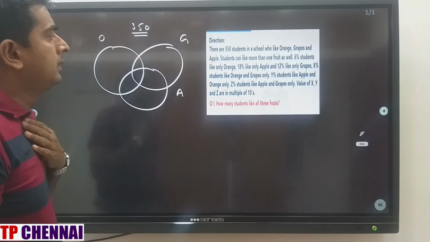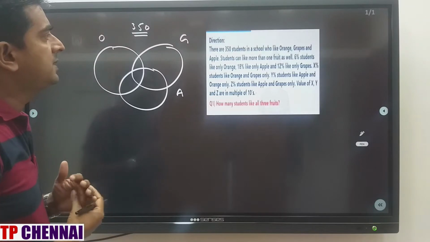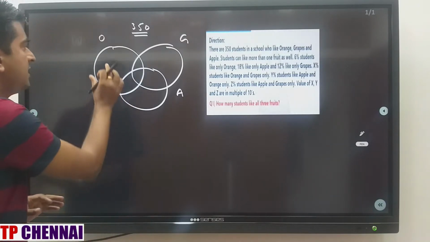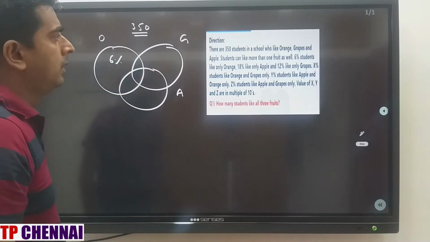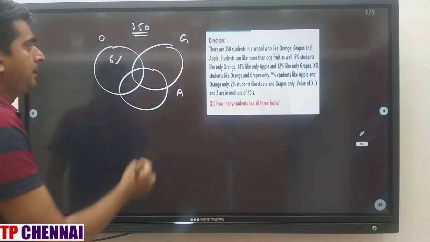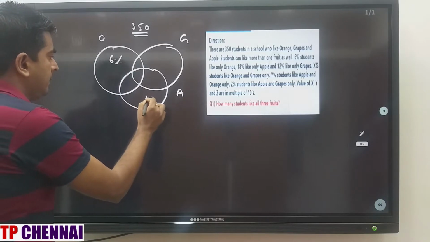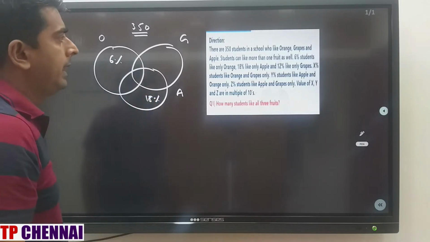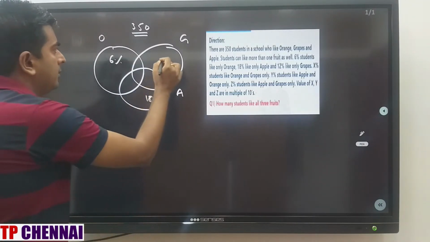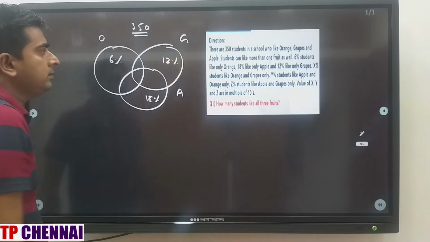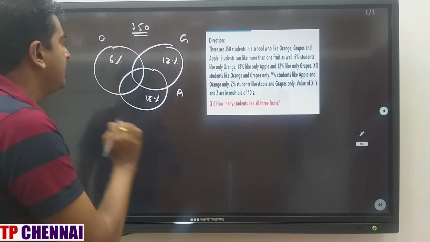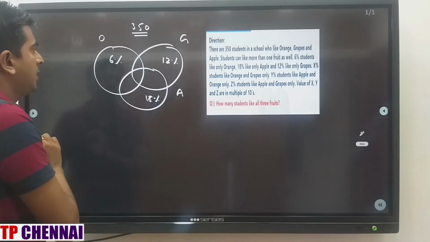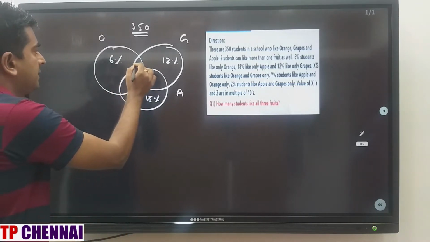They mentioned 6% students like only orange. Only orange means this part, so this is 6%. 18% like only apple. Apple is here, this is 18%. And 12% like only grapes, so this part. X% like orange and grapes only. That means apple should not be there. Orange and grapes is this part. This is X%.